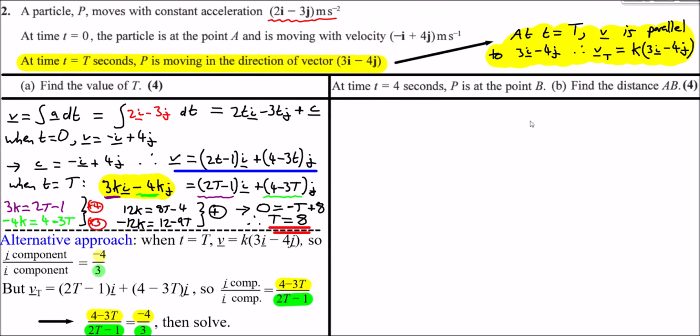Part B of this question, we need to find the distance AB, where AB is just the distance from the point where it started, time t equals 0, to the point B after time 4 seconds. So it's basically how far has it travelled in 4 seconds, direct distance-wise. Because the acceleration is constant, as we can see here in the wording, we can use the constant acceleration formulae in vector form. Because we're interested in a displacement here, we can use the adapted version of s equals ut plus a half at squared.